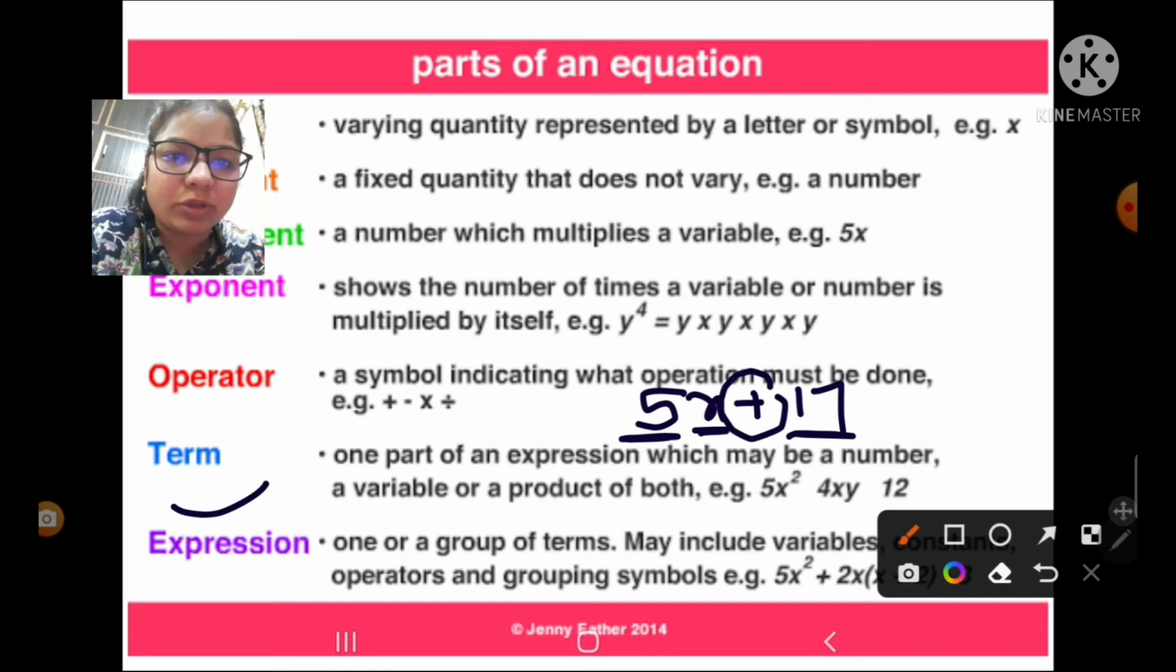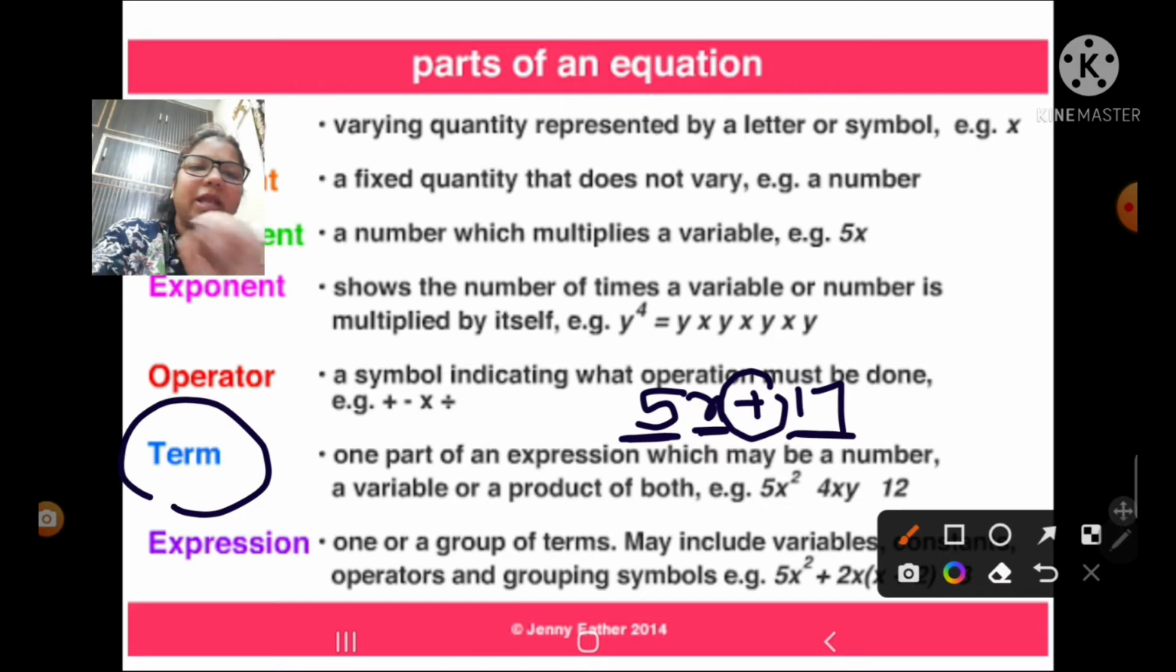Now what is the next term? Expression, you understand. All this is an expression. If this is equal to 20, that will be your equation.